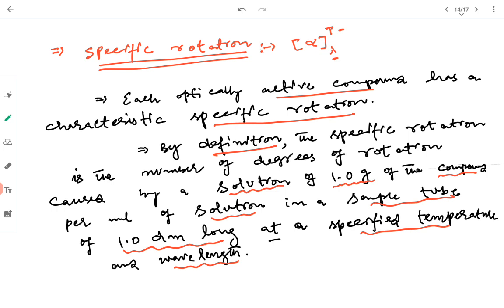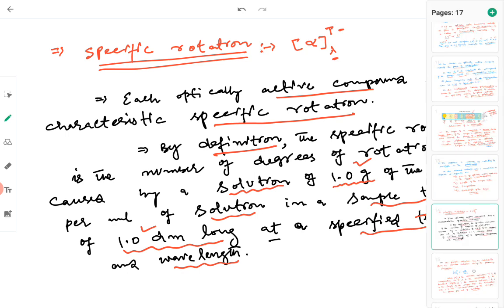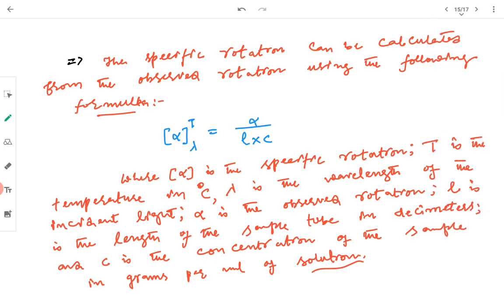So here you are specifying certain things: the solution has to be 1 gram per ml, the sample tube length has to be 1 decimeter, and a particular temperature and a particular wavelength. This is known as specific rotation, and every optically active compound has a characteristic specific rotation. The specific rotation can be calculated from the observed rotation by using the following formula.